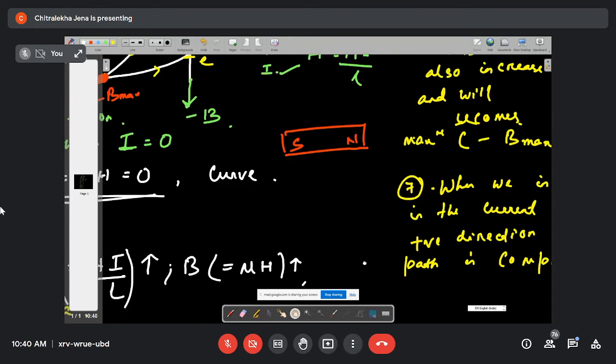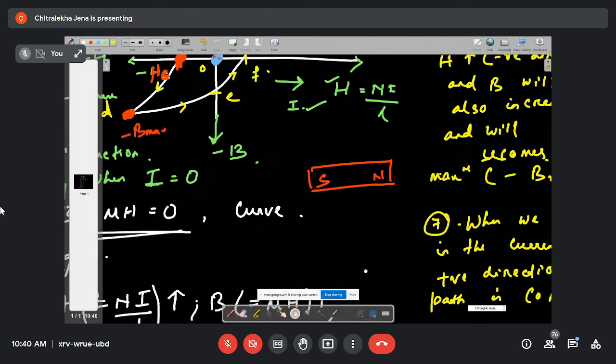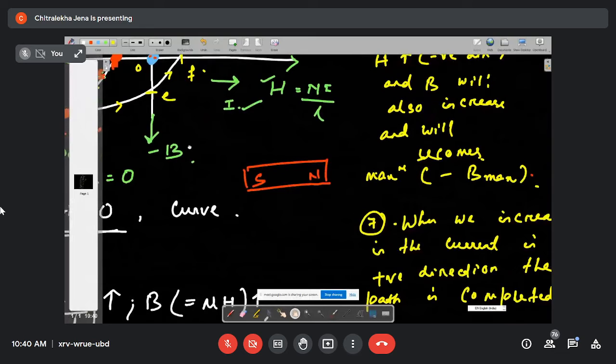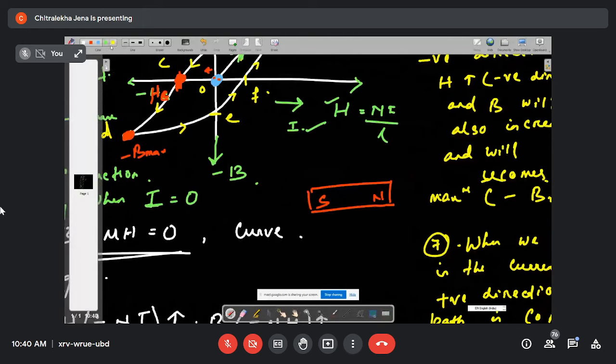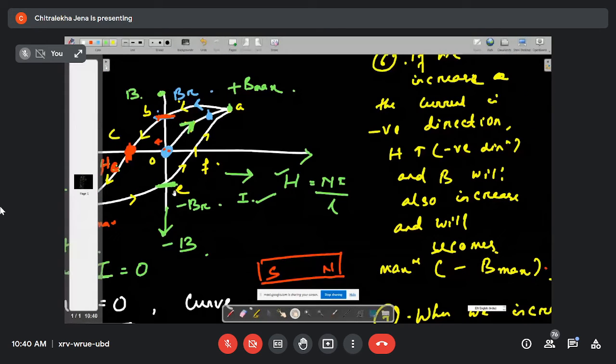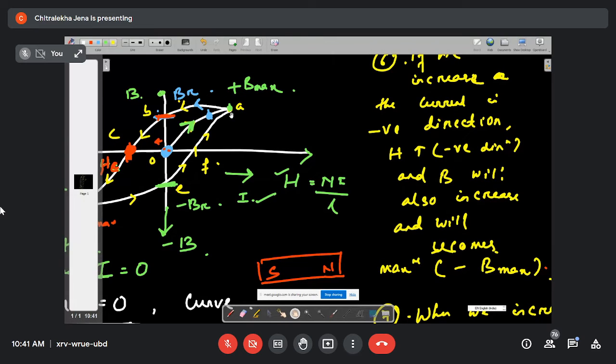Path is completed. What is the path? D, E, F, A. Then again, to wipe this out, you will pass a current in the positive direction. Then there will be a residual flux density, that will be minus BR. After that you continue, you increase the current in the positive direction. You will see the path is complete with EFA. Am I clear to all of you?